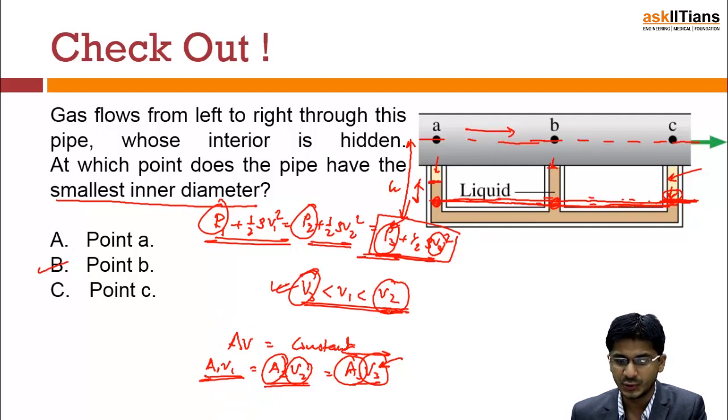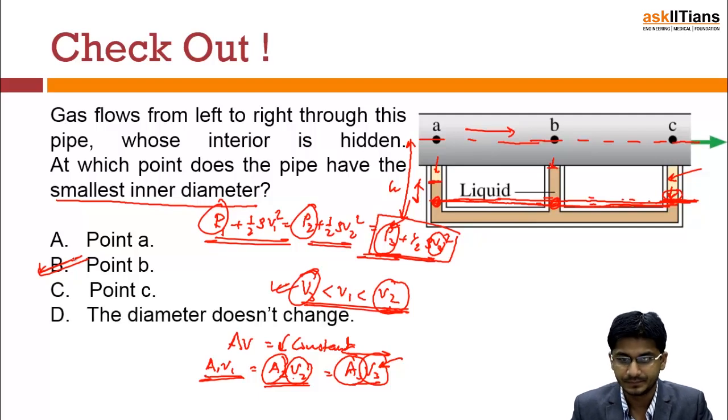That means at point B, you had V2, the largest velocity. V2 has the largest velocity means A2 is smallest, so it's point B. Point B has the smallest inner diameter because it has the smallest area of cross section. So you can see how we are applying Bernoulli's equation and the equation of continuity.